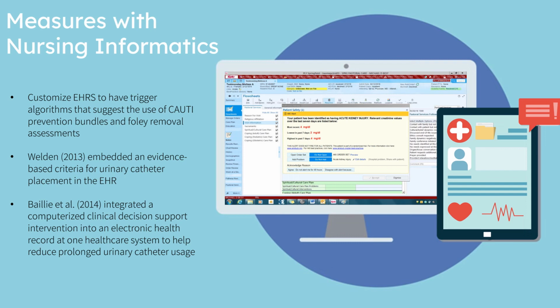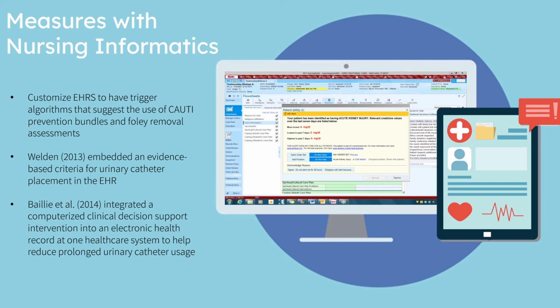Weldon 2013 found that within the first 6 months of implementation, process improvements in care practices increased by 47%, and the number of catheter insertions showed a downward trend from 30% of patients using a catheter at baseline to 25% 6 months post the implementation.